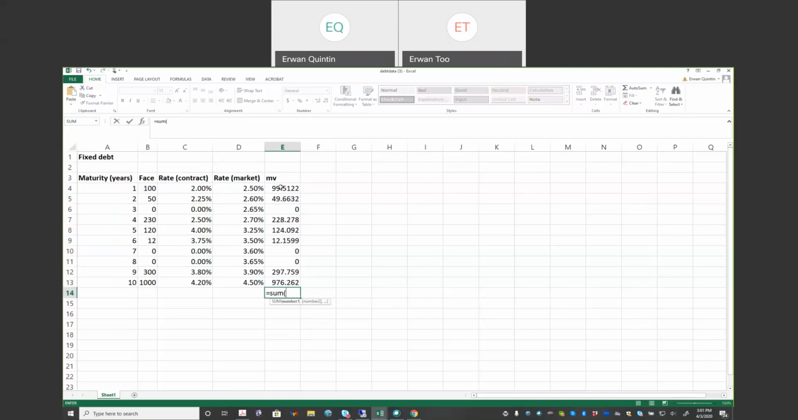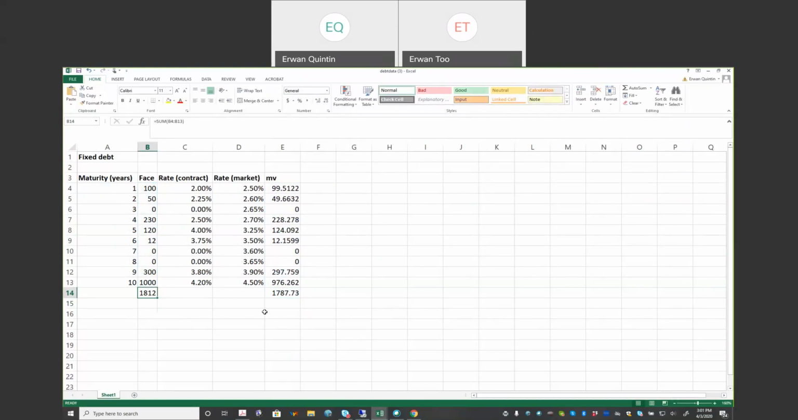And I can therefore take the sum of all my market values, and I find that the market value of the corporation's entire debt is this number, as opposed to the face value or the book value of all my debt, which is just the sum of all the face values. And here we see that the market value is slightly below the book value. But this is it. This is the work that you have to do if you want to convert debt from book value to market value.